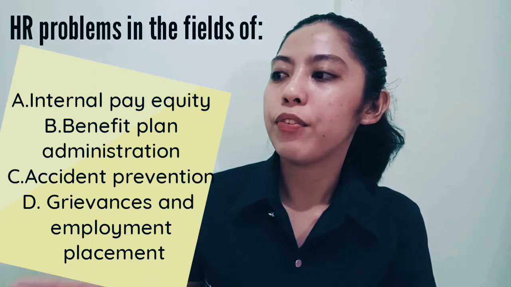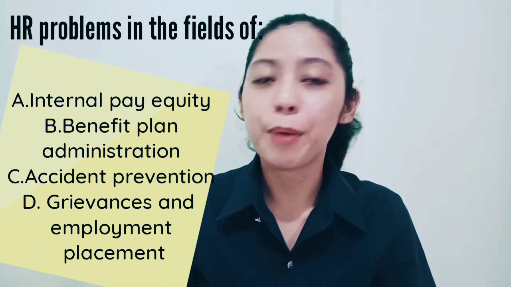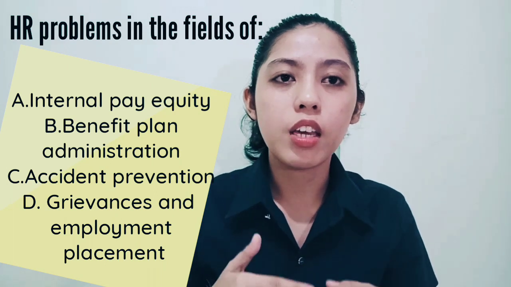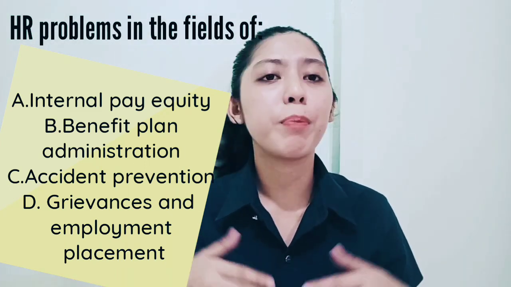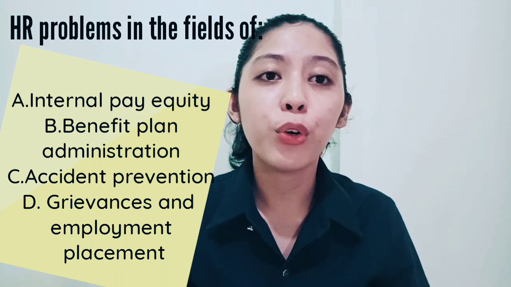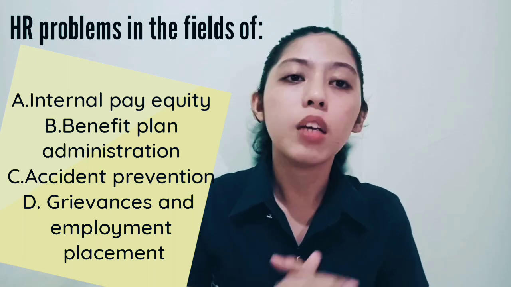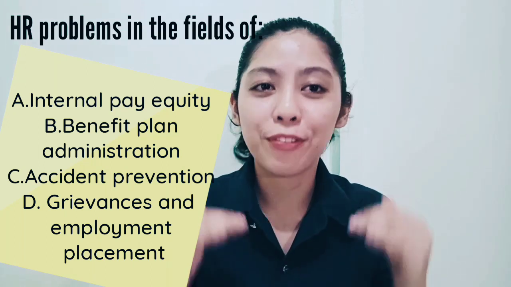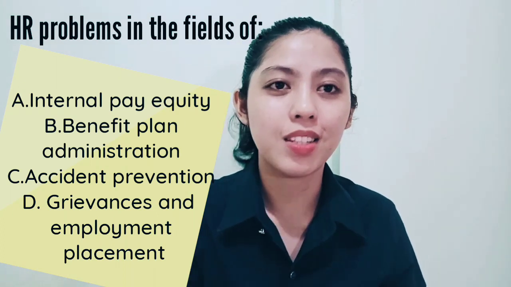Then the second one is the benefit plan administration, which is more on the health care benefit plans that the employees have or invest in. Then the accident prevention, the preparation to prevent the occurrence of an accident. And then third is grievances and employment placement. All of these are fertile fields which apply to human resources as well as the whole organization itself.